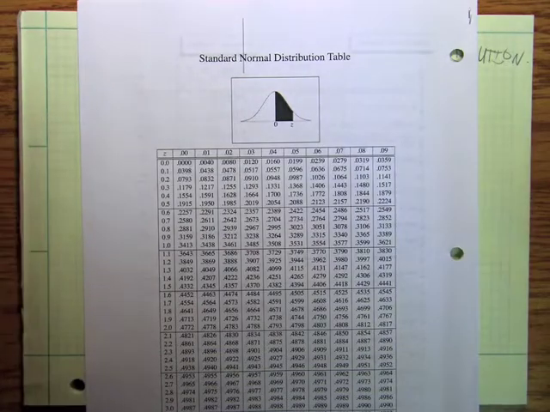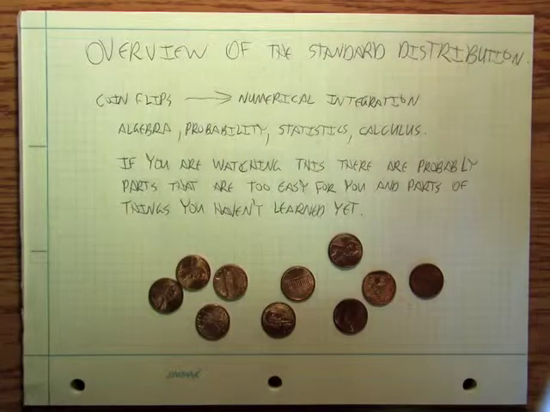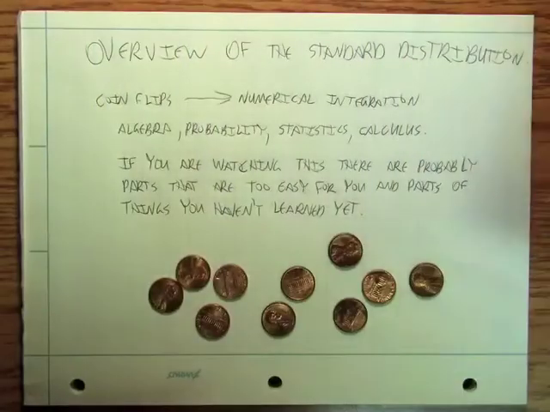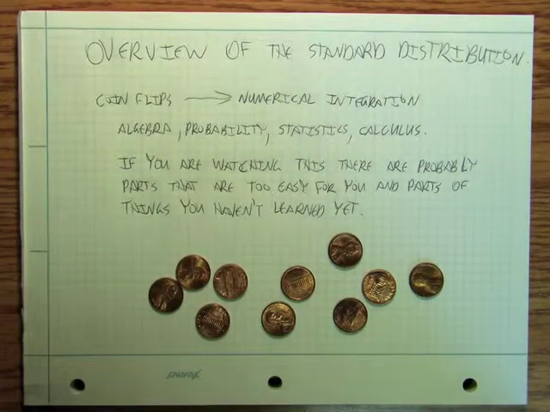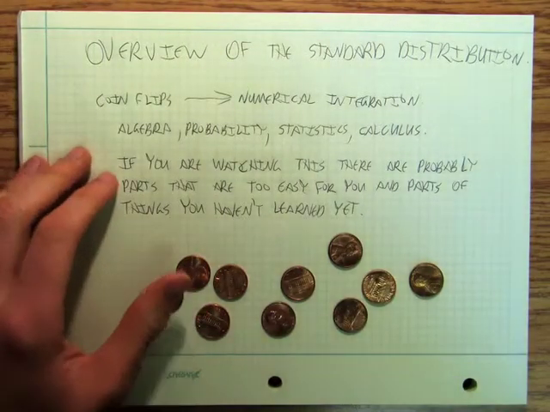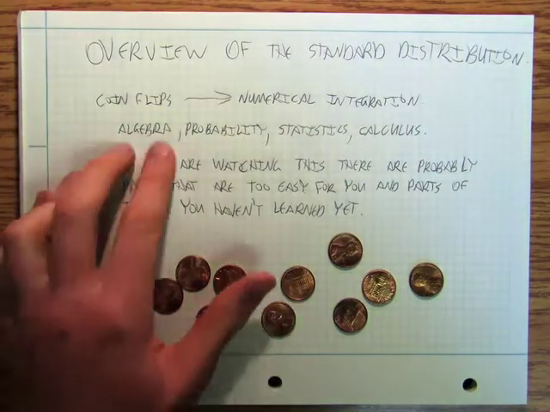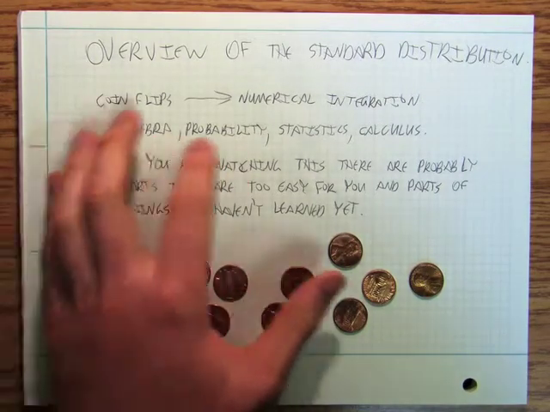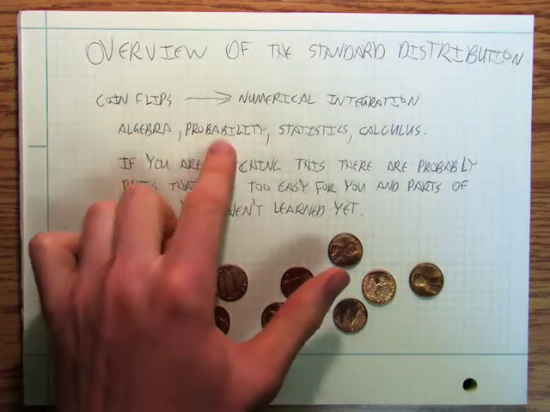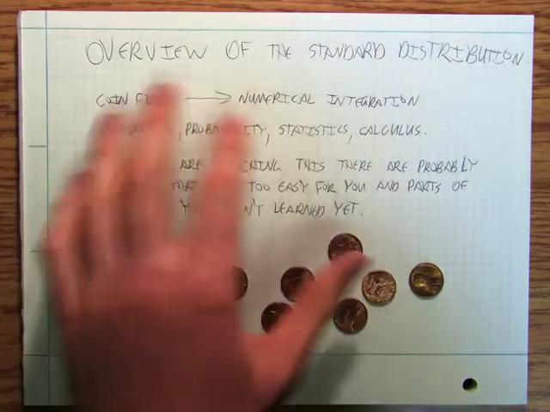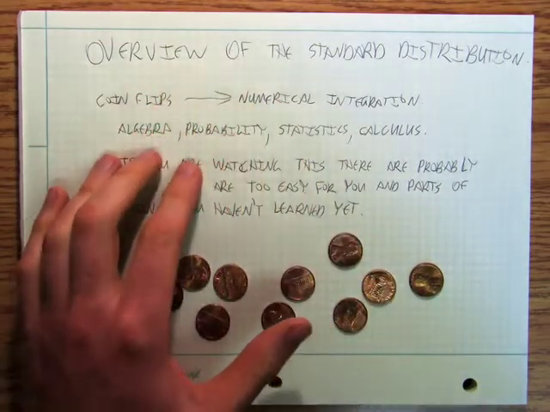Where does this table come from, how is it generated, and what does calculus have to do with that? That's the ultimate question that I'm going to get to by the end of this video, but I'm going to hit a lot of things along the way. The standard distribution is something you're probably going to see when you're talking about a probability and statistics unit in pre-calculus.